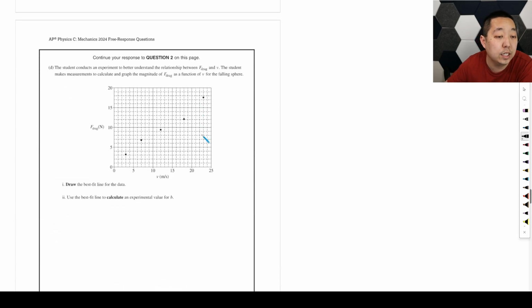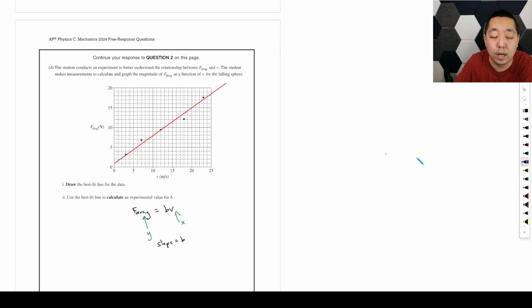Okay, a student conducts an experiment and plots F drag versus V, and draws a line. With a straight edge you can make something a little bit better. Draw the best fit line and use the best experimental value for b. So F drag is equal to bv, so this is our y value and this is our x variable. What's our slope? Our slope is equal to b.